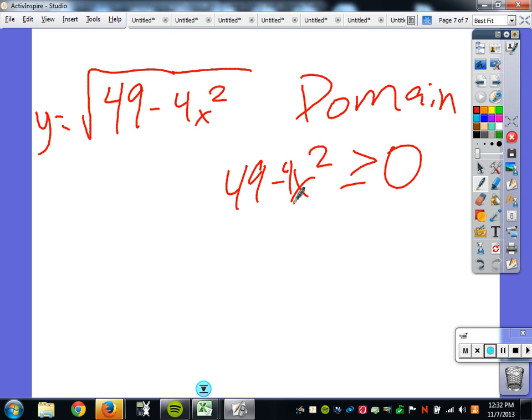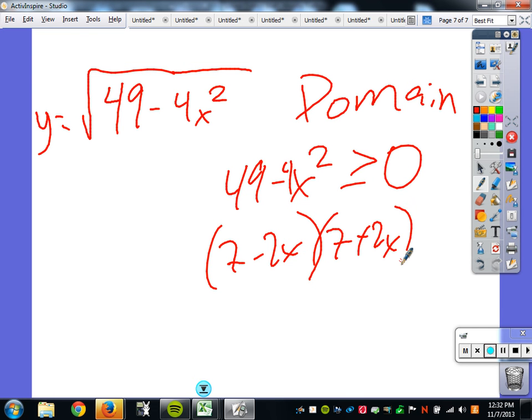What is this called, ladies and gentlemen? Difference of squares. So this goes into 7 minus 2x, 7 plus 2x. Everybody see where those happen? So this is called the difference of squares. Notice, what would you do with x squared minus 16? What does that factor into? x minus 4, x plus 4. Still a difference of squares. Alright, so does that make sense?